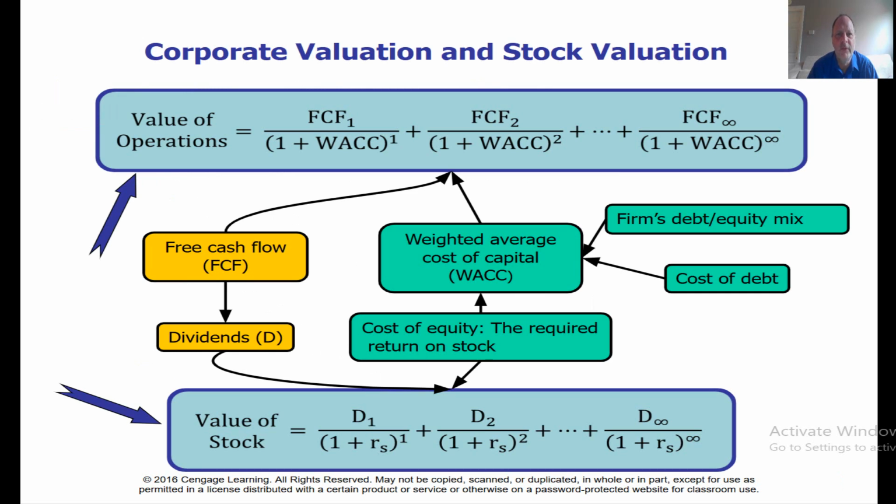If we look at the corporate valuation of a company, the value of operations can be valued as the discounted sum of free cash flows, discounted by the weighted average cost of capital, the calculation of which we will discuss in a later chapter. Also, you could value stocks using the dividend discount model, which is the discounted sum of all future dividends by 1 plus the cost of equity or the required rate of return on equity, which can be calculated with things like the capital asset pricing model.